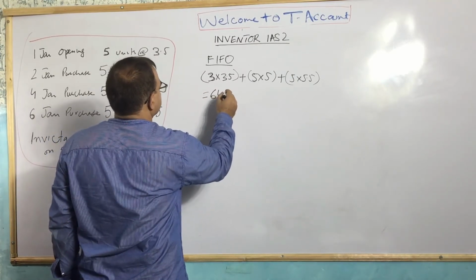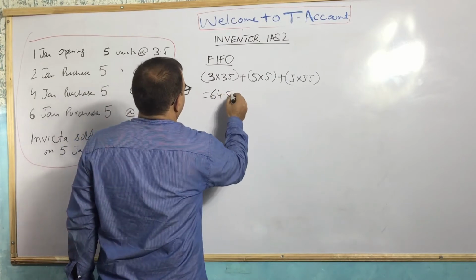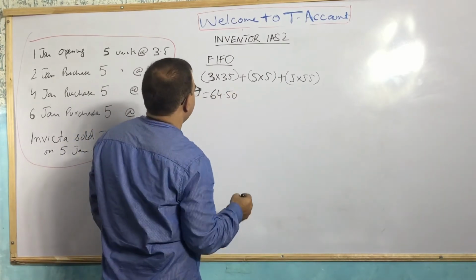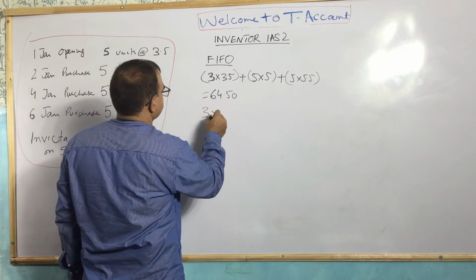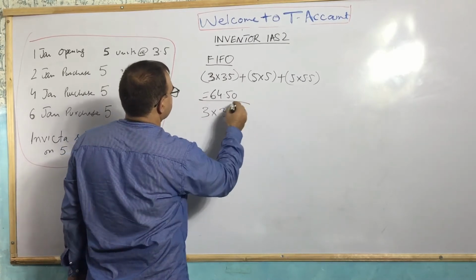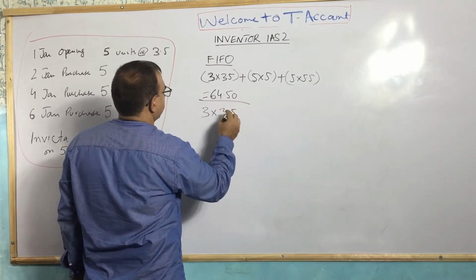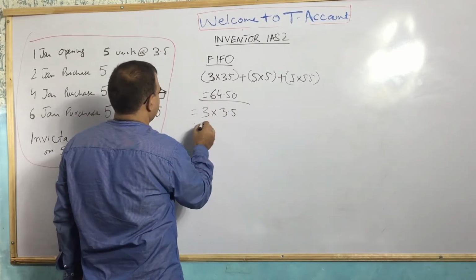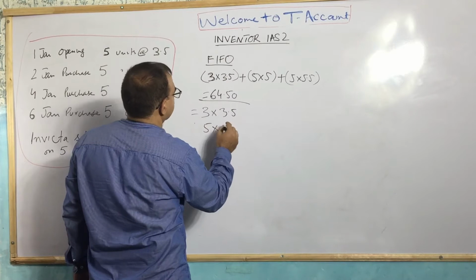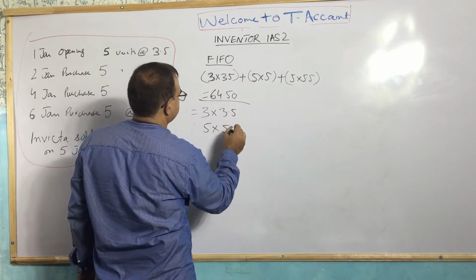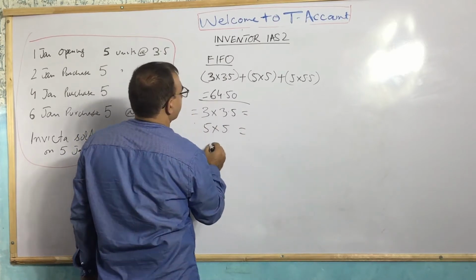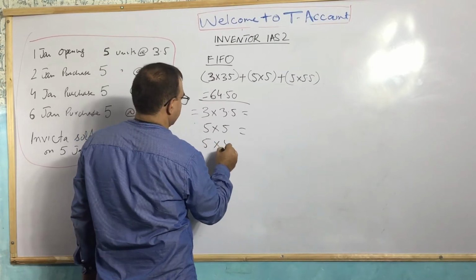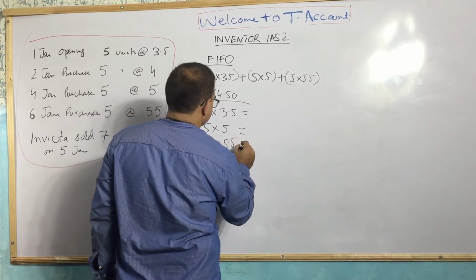$64.50. Or if you find it easy, you can do it like this as well. Five units at 5, 5 units at 5.5.